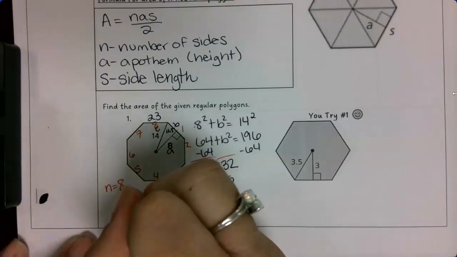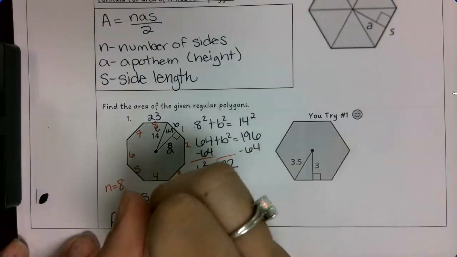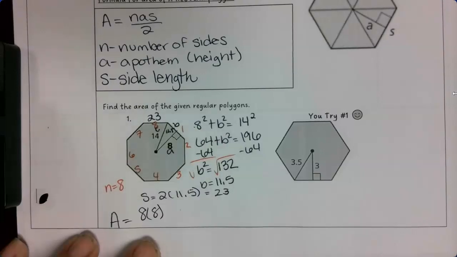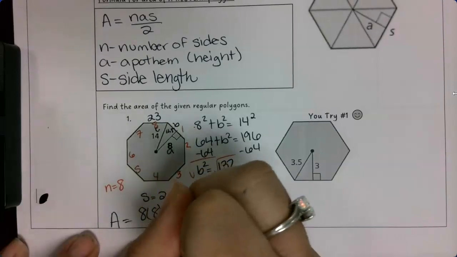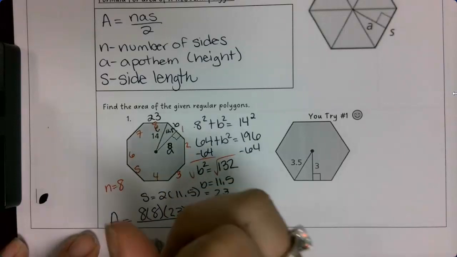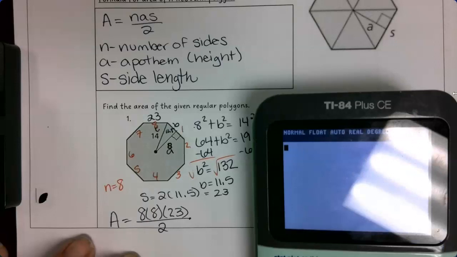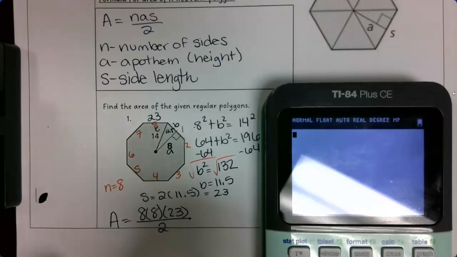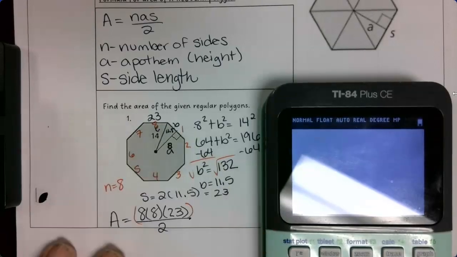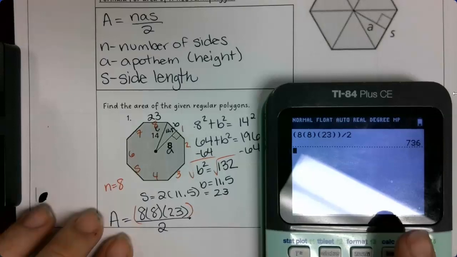Okay, so plugging into my formula, I have 8 for the number of sides, times 8 for my apothem, and 23 for my side length. Then I divide by 2. So if I want to type this into my calculator, I want to type the whole numerator in its own special set of parentheses, like that. And then divide by 2, which gives me 736 units squared.